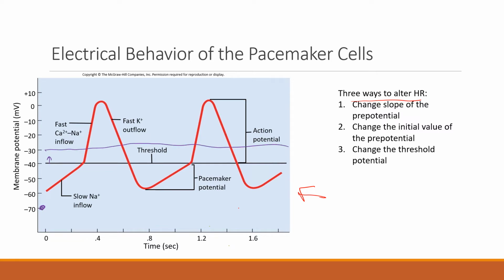So we start lower at negative 70 and decrease the slope, so it takes even longer for it to actually get there. And I finally fire an action potential. It comes back all the way down here, takes longer, and you can see that would result in a much slower action potential. And so that would lower the heart rate. So that is an increase in parasympathetic input.